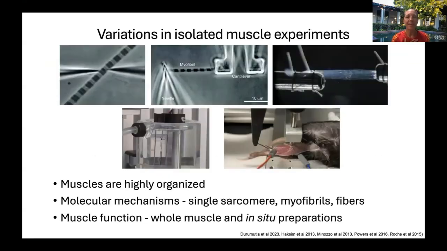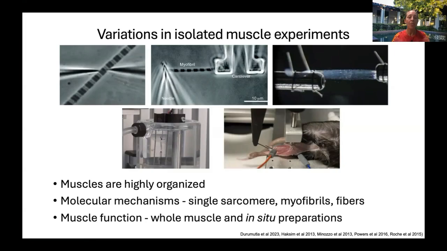When I think of isolated muscle experiments, I think of whole muscle experiments. But as I started to think about this talk, I realized there are a lot of variations. In fact, because muscles are so highly organized, we can measure properties from individual sarcomeres, like the picture on the top left, from a myofibril or strings of sarcomeres, a single fiber preparation, a whole muscle, or even an in situ preparation where the muscle is still somewhat intact in the animal, where it might still have blood supply and even a nerve for stimuli. The type of variation you use might depend on your question. If you were asking questions about molecular mechanisms, you might do a single sarcomere, myofibril, or fiber prep.